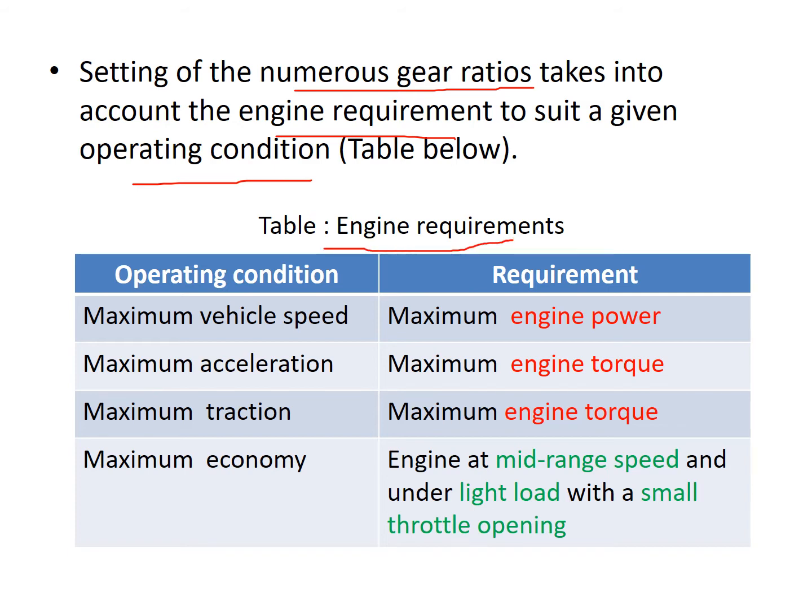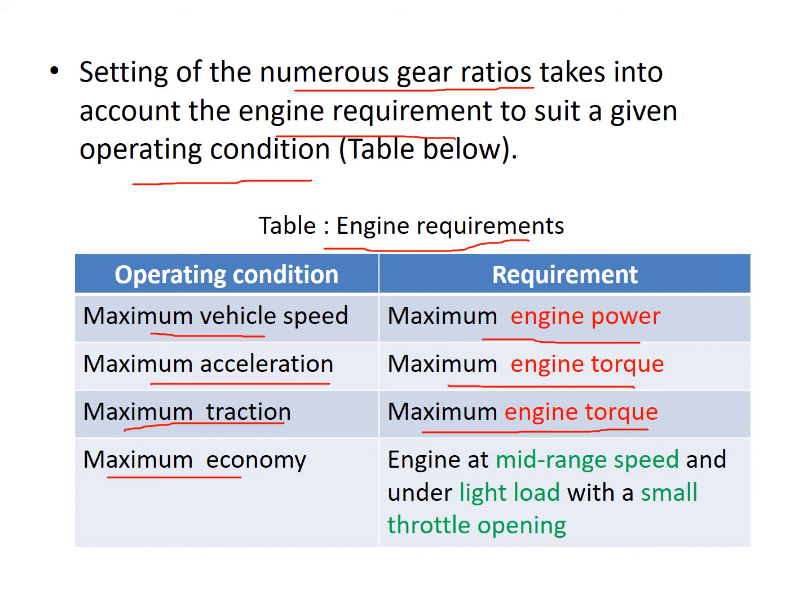This is some of the engine requirements. For example, if the operating condition is maximum vehicle speed, then the requirement is maximum engine power. But if you want maximum acceleration, then it is not the engine power. The important thing you must have here is the maximum engine torque. And if you want maximum traction, then you also need the maximum engine torque.